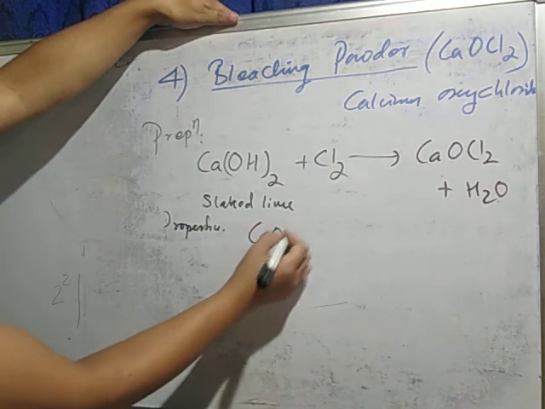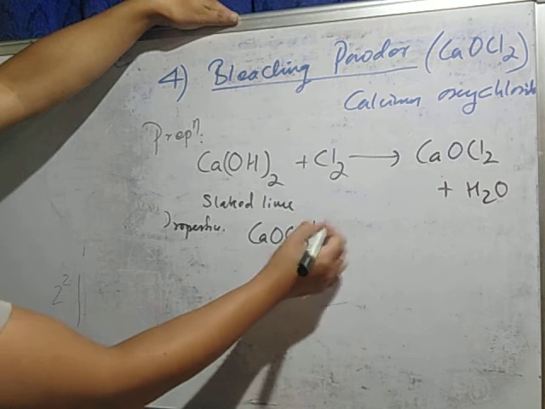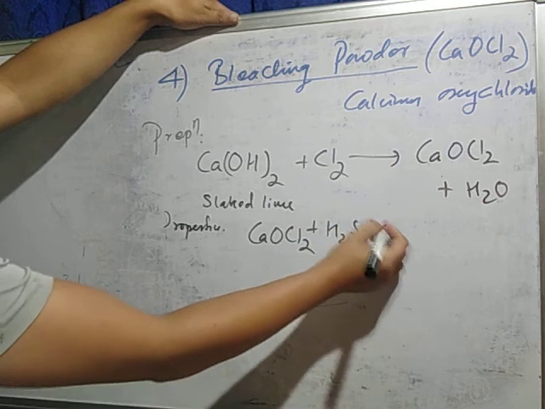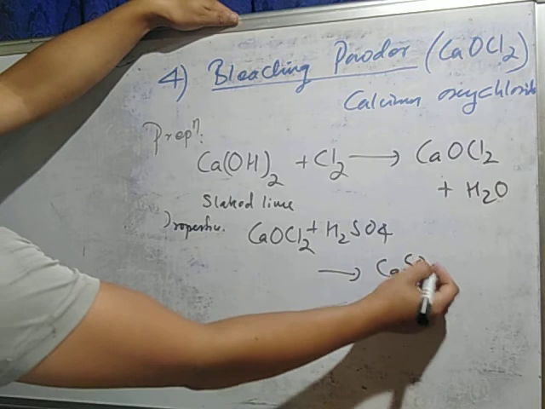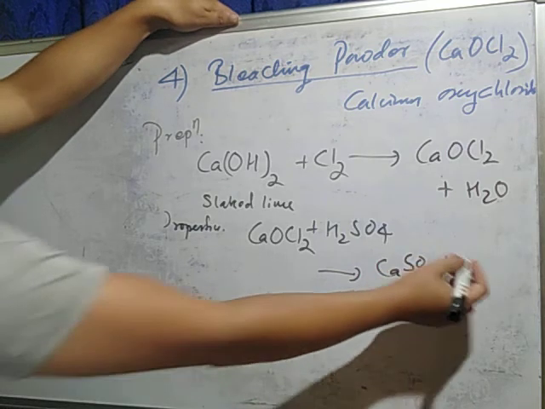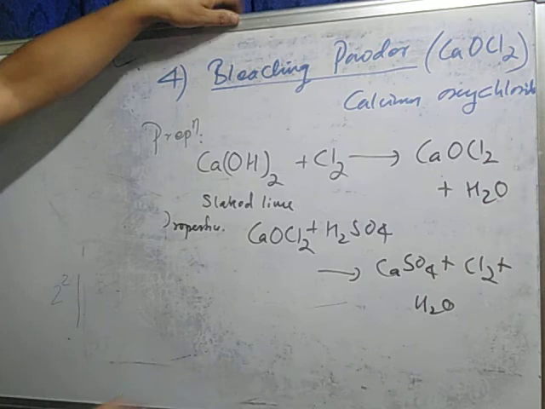Bleaching powder reacts with dilute sulfuric acid, and you will get calcium sulfate plus chlorine gas plus water. So this is what you will get.